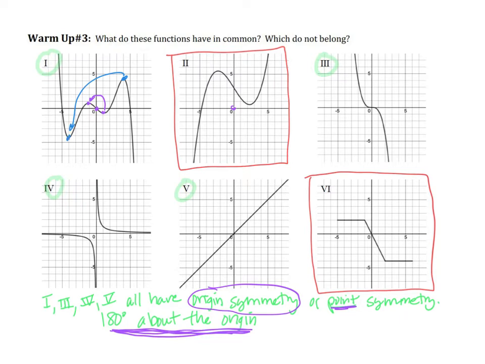So if you turn your paper exactly upside down, then graph 1, graph 3, graph 4, and graph 5 will all remain the exact same in relationship to the origin. 2 and 6 will not, because if I were to rotate this 180 degrees, this point would no longer be 3 units above the x-axis. Instead, it would be 3 units below. So it would change the graph and it would no longer look the same.